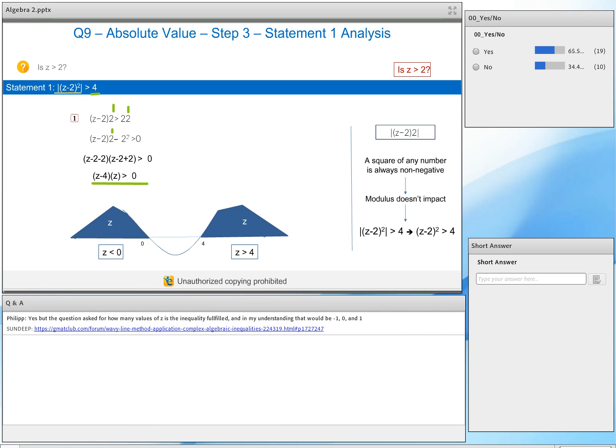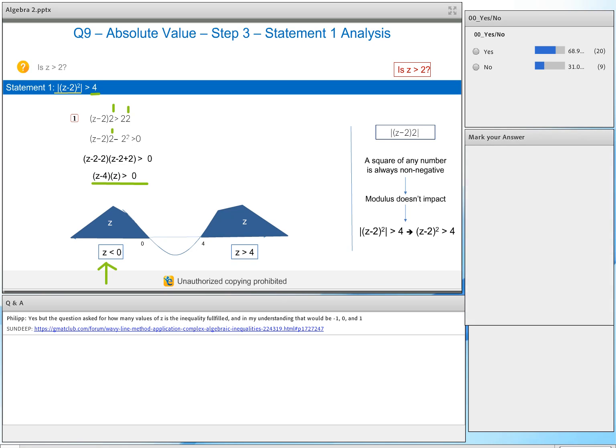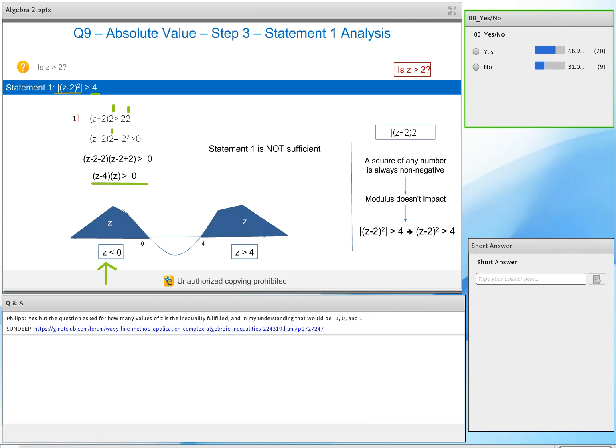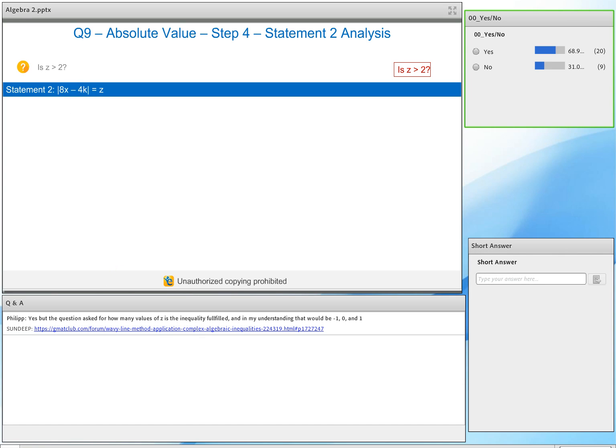Okay, so what we have is z is less than 0 and z is greater than 4, which means that I really don't know if z is greater than 2, because it could be less than 0 as well. So I don't know. I can't really answer the question. So for those of you who selected choice A as the correct answer, you made a mistake here. Okay. All right, so let's look at statement number 2.